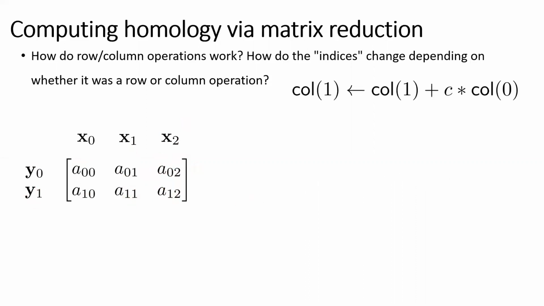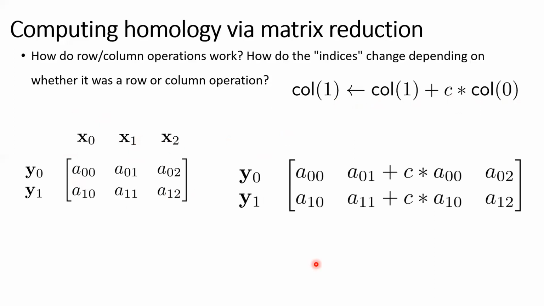So let's say that we want to analyze, for example, how column operations work for this matrix. As an example, let me take column 1 and replace it by column 1 plus a constant C times column 0. Notice that I'm using Python indexing notation. In other words, this is the 0th column, this is the first column, and this is the second column. If we go ahead and perform this operation on this matrix, the result will be the matrix that appears on the right.